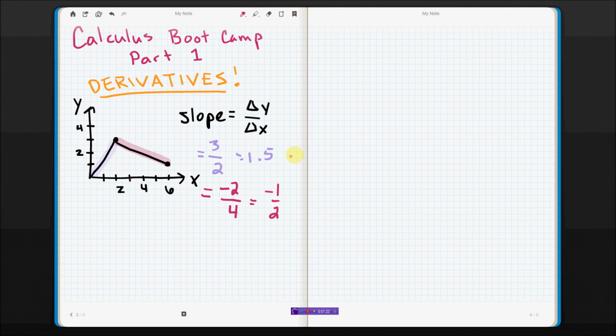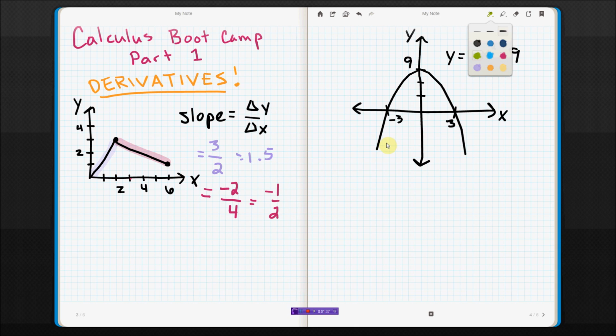Well, that's all well and good, but what if you have a function that is not a nice straight line like that? What if you have, say, a parabola? I'm going to pause this for a second and draw a parabola. Okay, and we're back.